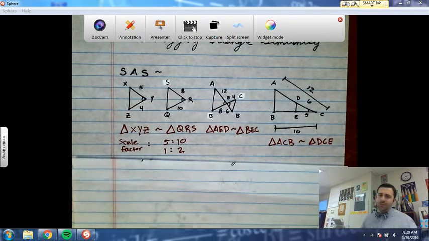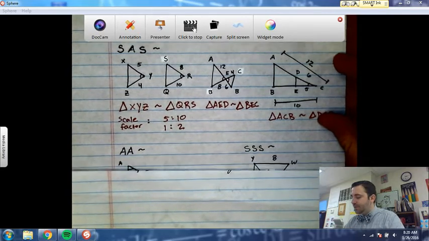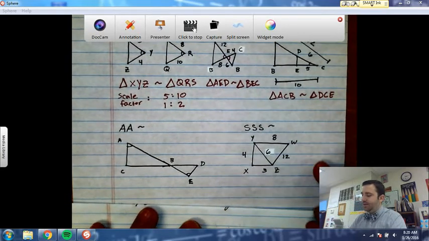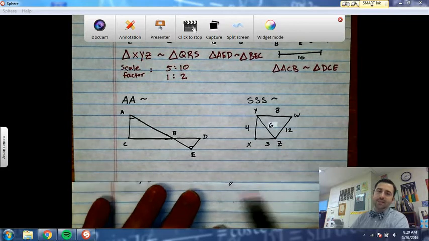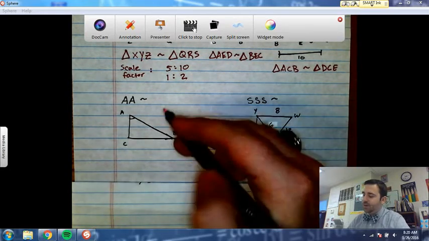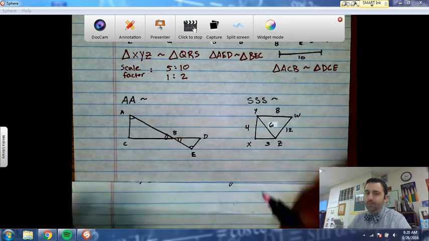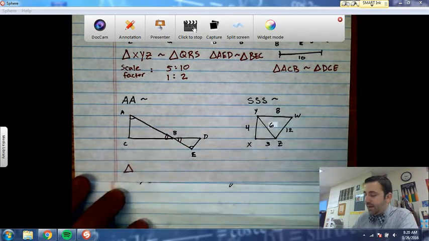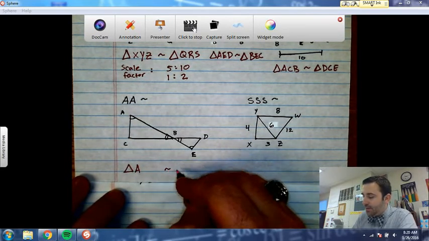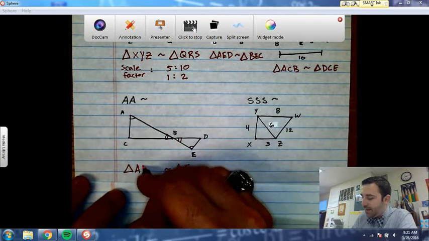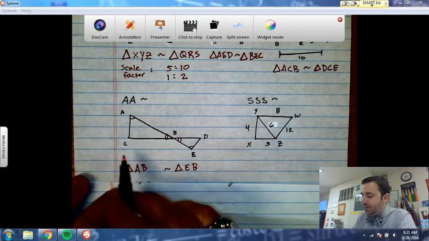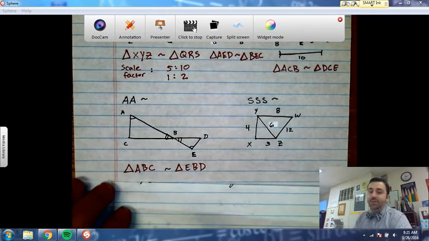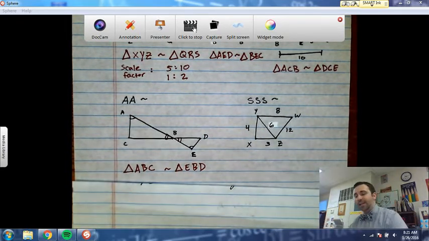Those are just some of the examples of side, angle, side, some of the more complicated ones where you have to assume more information to keep going. My next two examples are using angle, angle, and then side, side, side. For angle, angle, notice from this picture, I can say that these vertical angles are congruent, which gives me two congruent angles in the triangles. I would name them accordingly. Angle A would need to correspond to angle E. Angle B would need to correspond to angle B in the smaller triangle, and then angle C and angle D because it's left over. So triangle ABC is similar to triangle EBD.